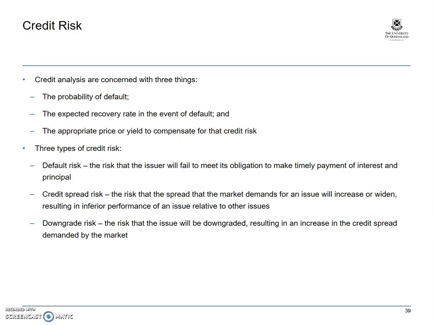And then the third element is downgrade risk. So that's the risk that the issue, the bonds that we've invested in, will be downgraded, and that will result obviously in an increase in the credit spread. So obviously, if the credit quality of the firm is no longer as high as it once was, and hence it's more risky, we will demand a higher level of credit spread, more of a yield to compensate for that risk.